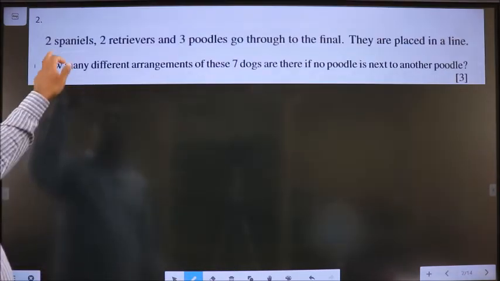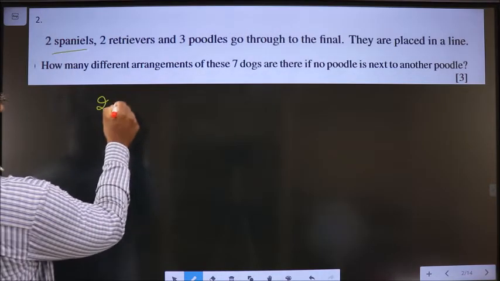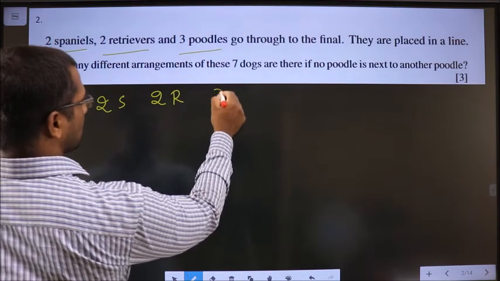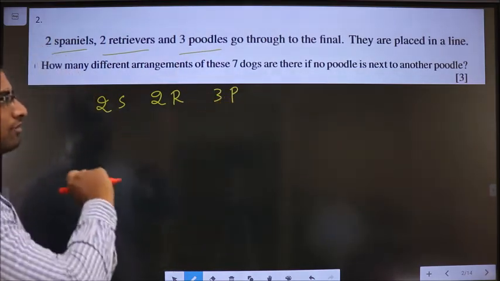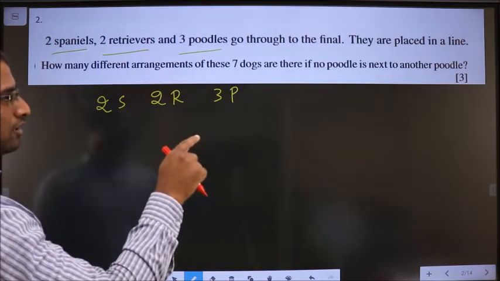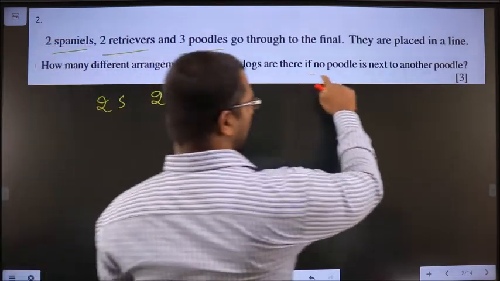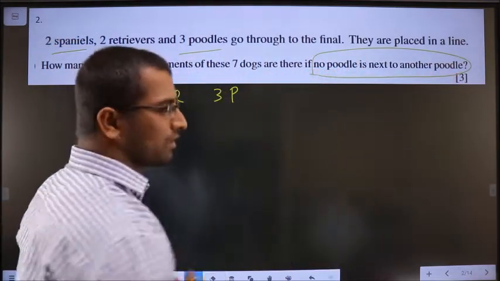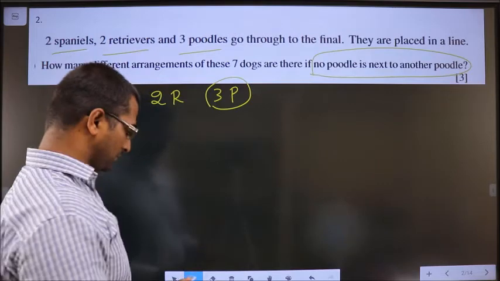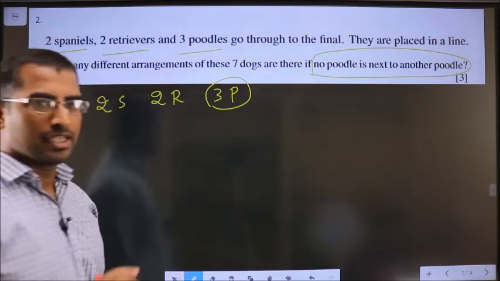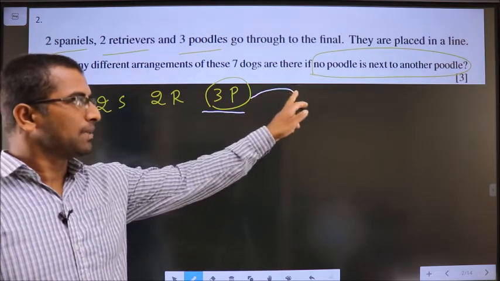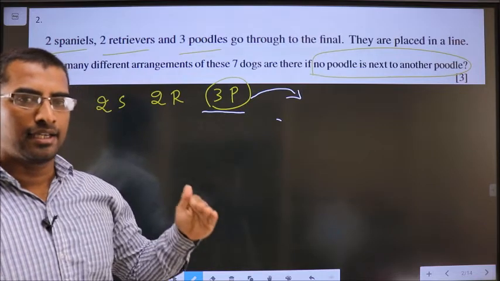Question 2. 2 spaniels, so 2S. 2 retrievers, so 2R. 3 poodles, so 3P. They are placed in a line. How many different arrangements of these 9 dogs are there if no poodle is next to another poodle? The condition is these should not be beside each other. Clear with the question? Whatever should not be beside each other, you keep them separate and arrange the remaining.